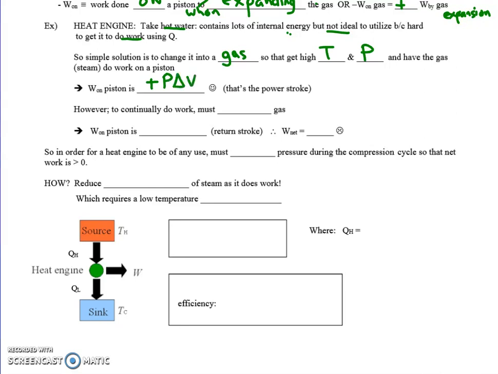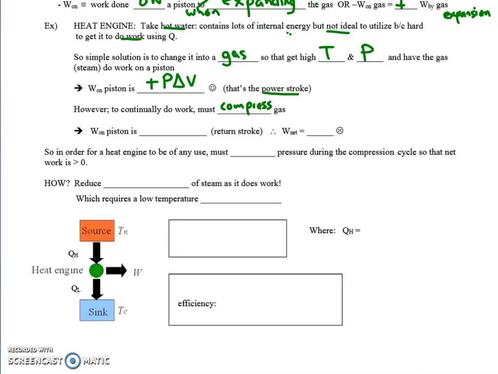All right, we call that the power stroke in an engine, but you don't need another term. So we've expanded the piston, and then that piston can be connected to a drivetrain, or it can lift something up, and that's what we call the power stroke. However, we want to continue this, do this again and again and again. So in order to repeat this, we must first compress the gas.